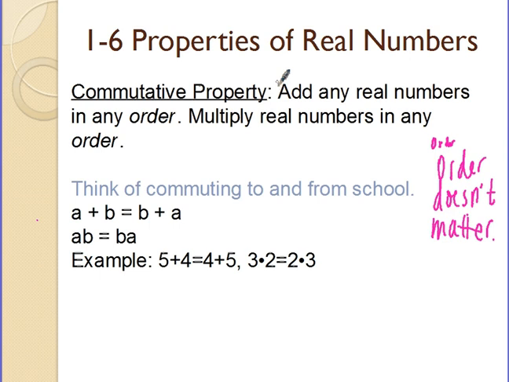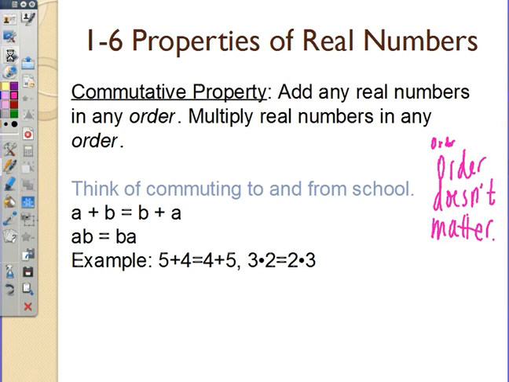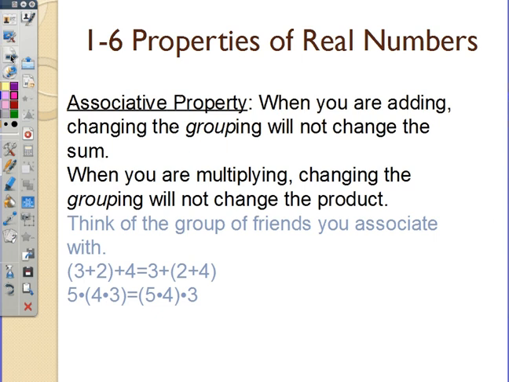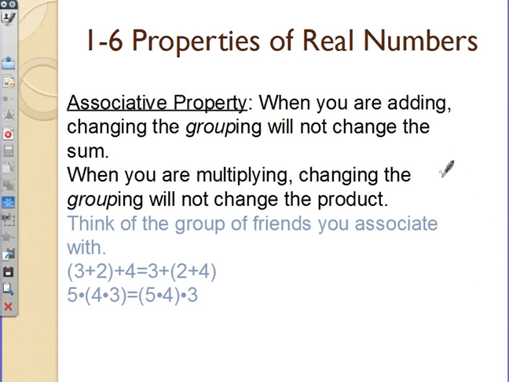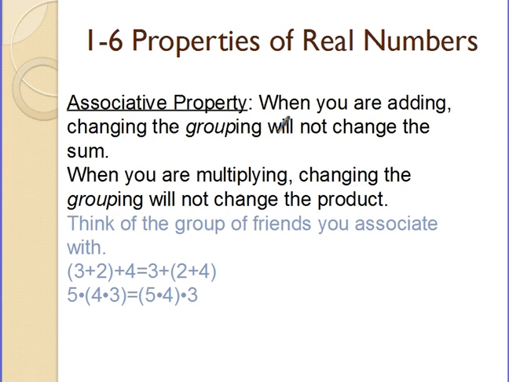Next up, we have the associative property. The key to the associative property is to know that when you are adding, changing the grouping, changing what numbers are grouped together with parentheses, does not change the sum. When you're multiplying, changing the grouping will not change the product. So this one was all about grouping. Commutative is all about order. Associative is all about grouping.